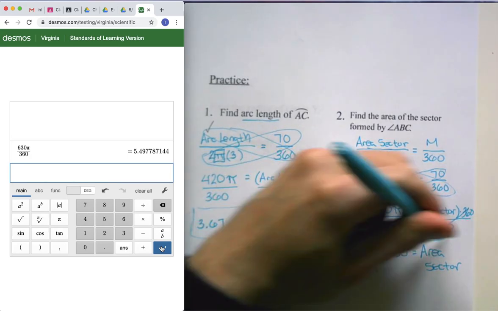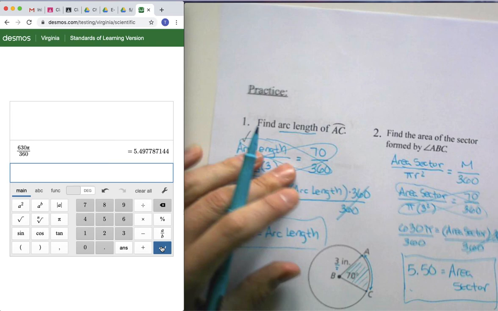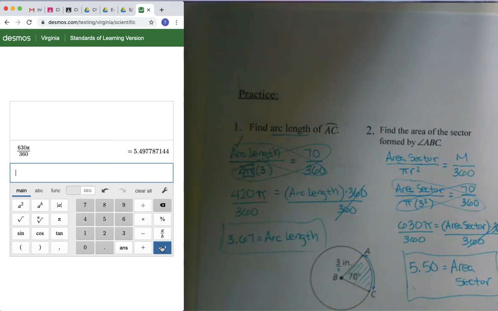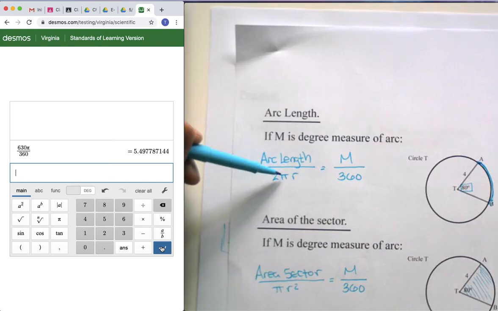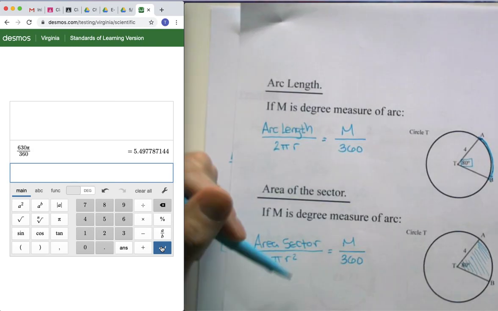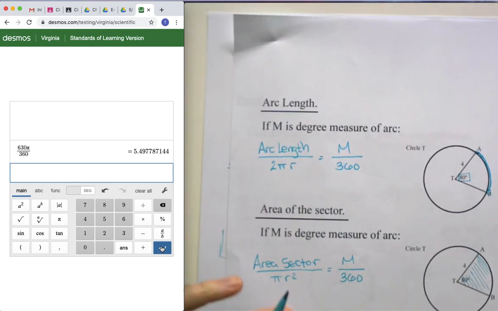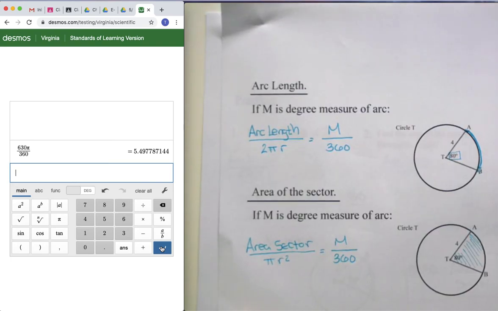Okay, so all your problems in your practice today are just going to be using these two proportions, and let me go back to them. Arc length and area of a sector. Set up your proportions, cross multiply, and solve. You're either solving for arc length or you're solving for area of a sector.